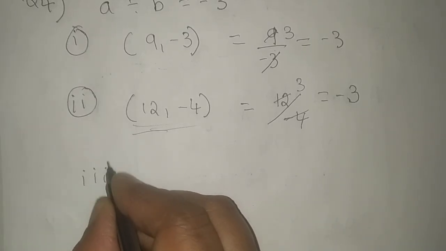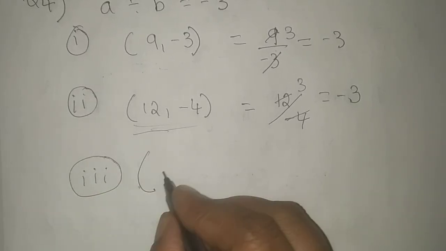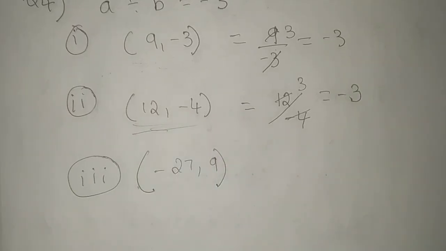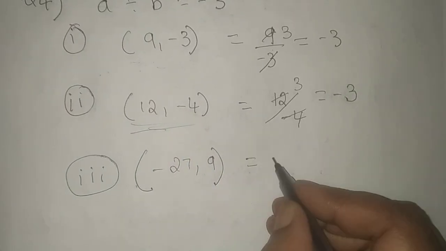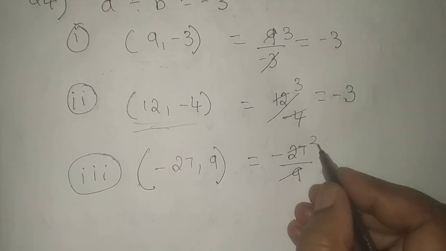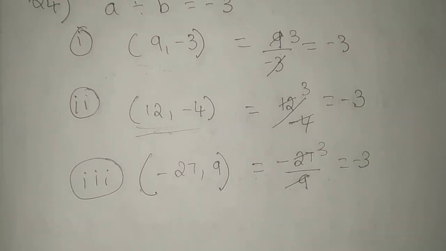Then the third one, I have taken minus 27, 9. Whichever number you take, one has to be minus, because the answer is minus. Minus 27 divided by 9. 9 ones are 9, 9 threes are 27, so it is equal to minus 3.